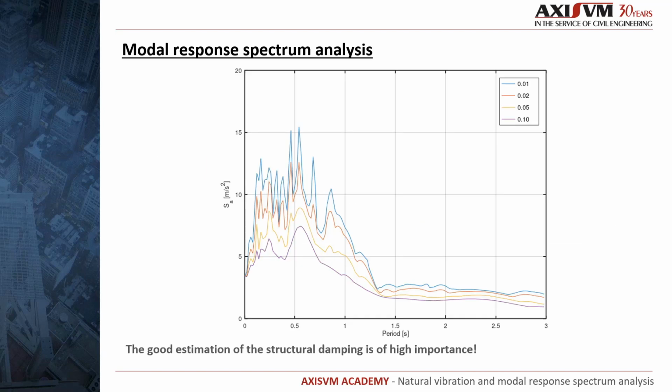Now let's plot the same acceleration spectra, but with various damping ratios. As we can see, the damping is an important parameter. The response shows significant differences using different damping ratios. 5% of critical damping is often used in seismic codes, but this level is only justified if some structural elements dissipate the proper amount of energy. The estimation of system damping is therefore a really important issue in seismic design.